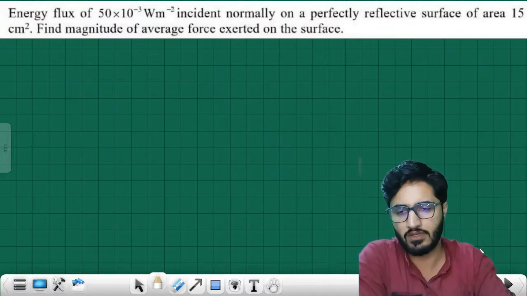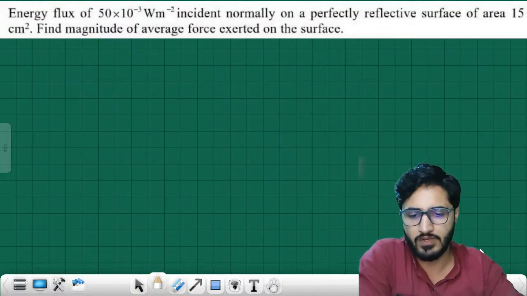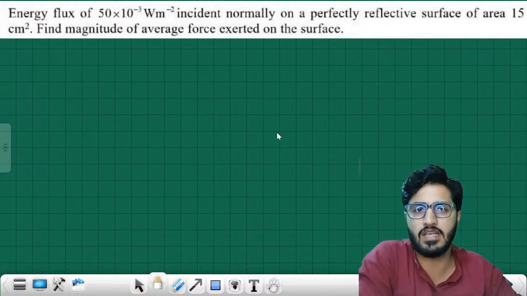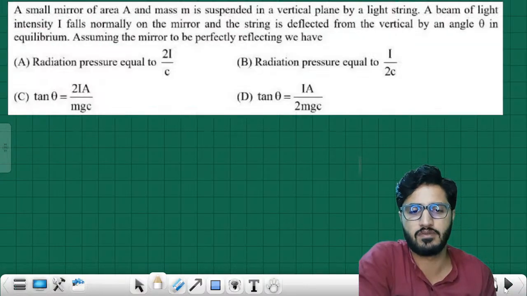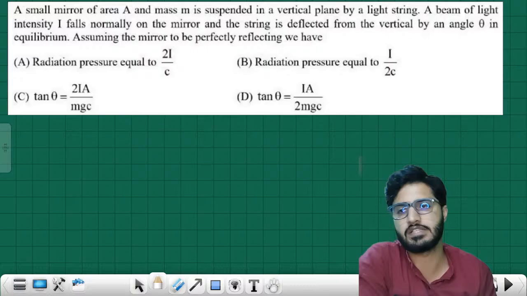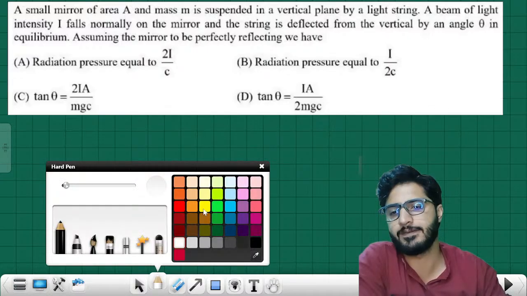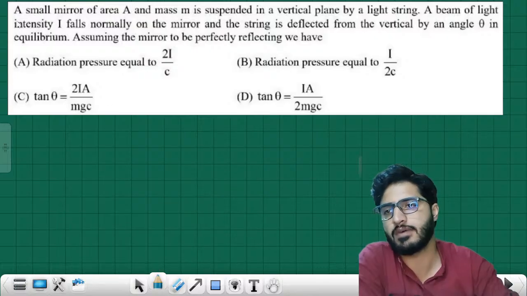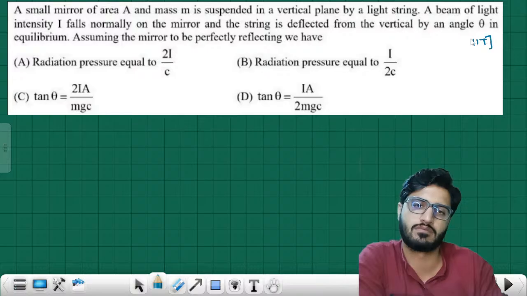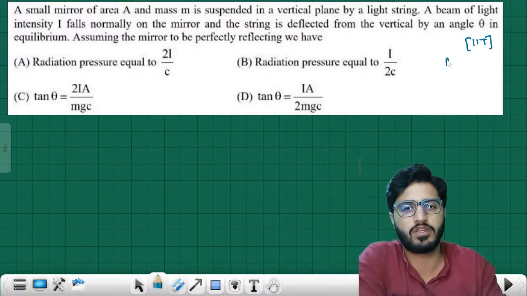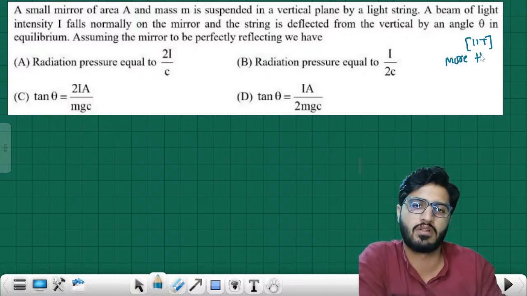Next one. This one now. It is the same, no? Same numerical. Okay, this one now. This numerical is from your IIT. Okay. This numerical is from IIT, and more than one correct. More than one correct.